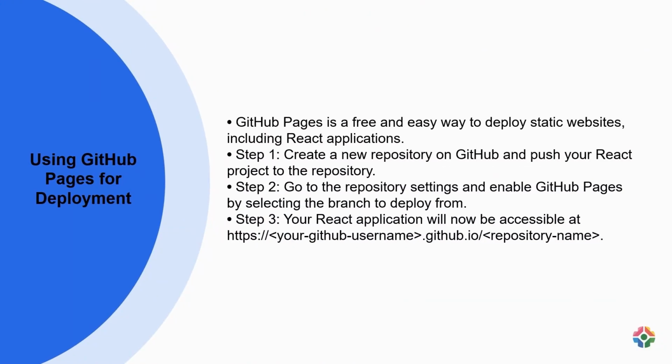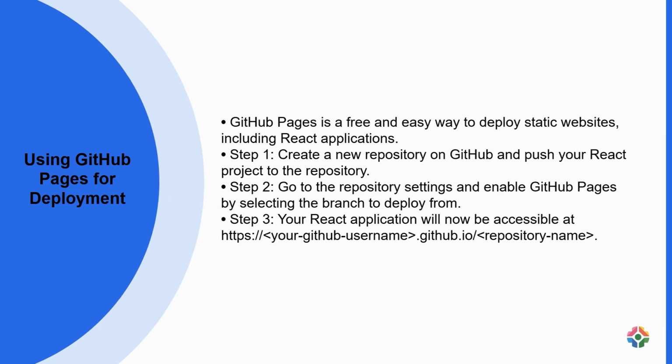GitHub Pages is a platform that allows for the deployment of static websites, even React applications, for free. The process involves creating a GitHub repository and pushing the React project to it. Next, in the repository settings, enable GitHub Pages and choose the branch for deployment. After these steps, the React application can be accessed at your GitHub username github.io/repository-name. This method simplifies hosting and sharing web projects, making them readily available for public viewing or testing.